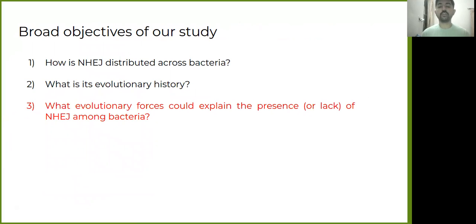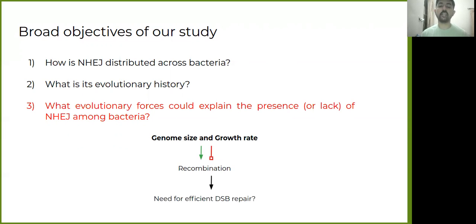Finally, we looked at the evolutionary forces that could explain the lack or presence of NHEJ among bacteria. For that, we took two genome characteristics, genome size and growth rate, which have been known to positively or negatively impact the success of carrying out recombination-based repair under double-strand break damage. This in turn would allow us to understand if the need for efficient DSB repair could have impacted NHEJ evolution, thereby allowing us to use genome size and growth rate as good proxies for evolutionary forces.